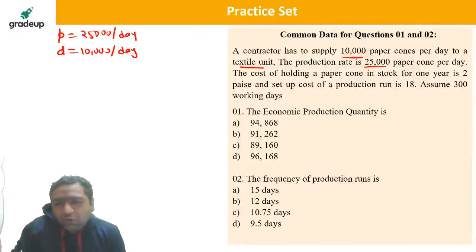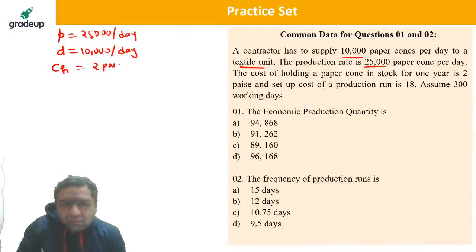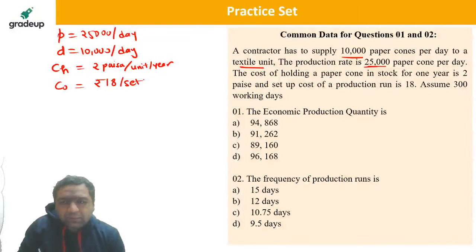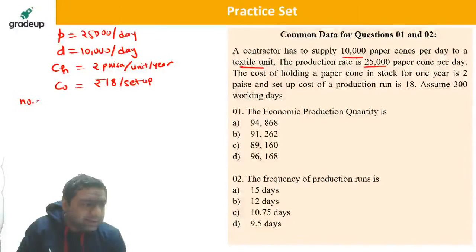The cost of holding a paper cone in stock for 1 year is 2 paisa, meaning CH is 2 paisa per year. Setup cost of a production run is 18 rupees, 18 per setup. Assume 300 working days, the number of working days.